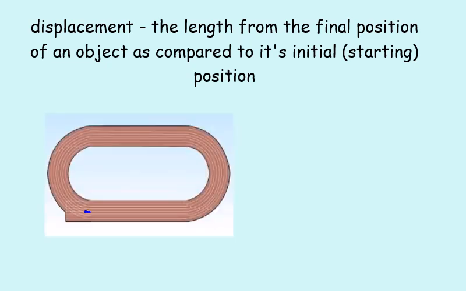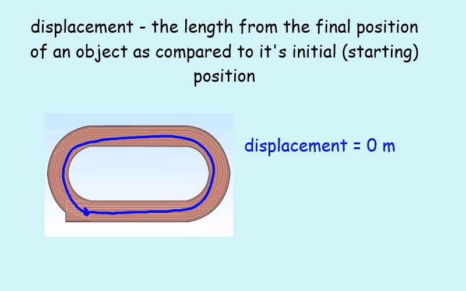So let's say that we're running around a track, and this is a standard 400-meter track, and we make both of our turns and end up back at the starting line and we're done. So what is our displacement? In this case, it's actually 0 meters, because we ended up exactly where we started.